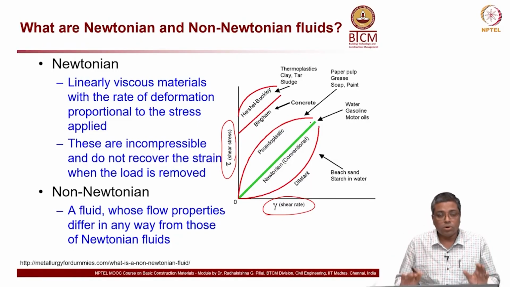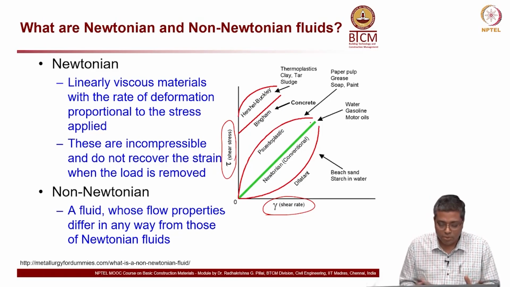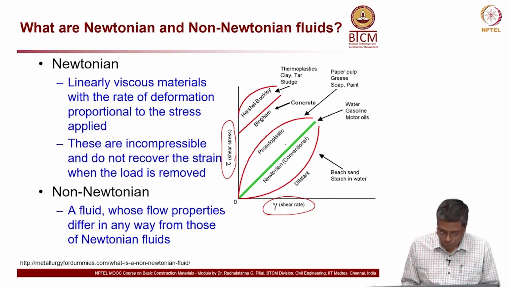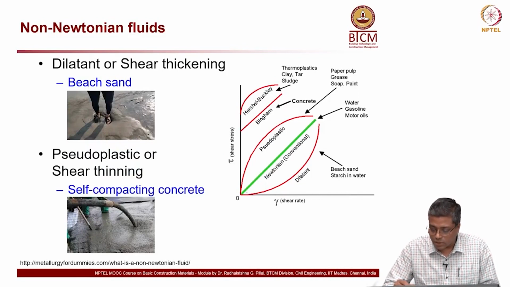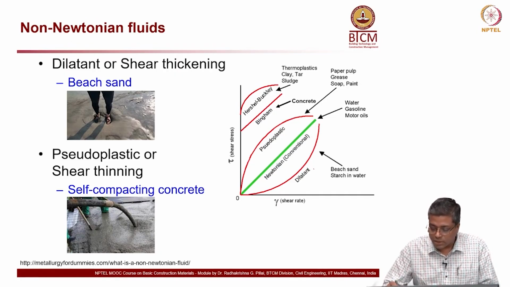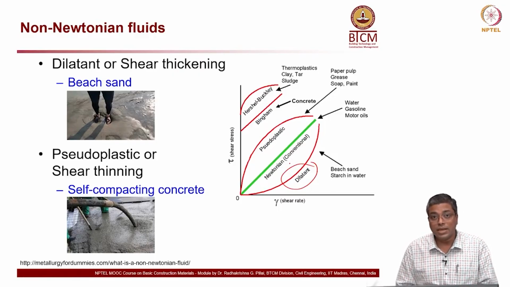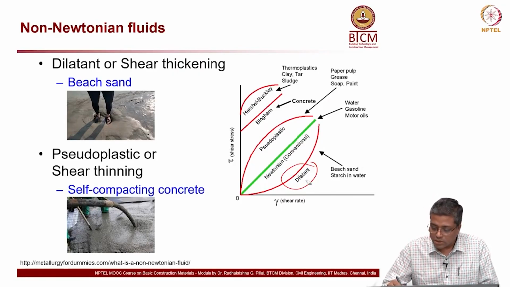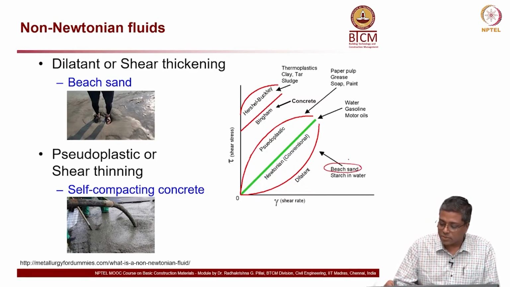Now, non-Newtonian fluids are fluids which have properties that do not match the Newtonian. That means anything other than the green curve over here, we can call non-Newtonian fluids. I'll go to the next slide. Here you can see there is one curve given below the green curve, and that is a dilatant, or we can call it a shear thickening material, and an example is beach sand.